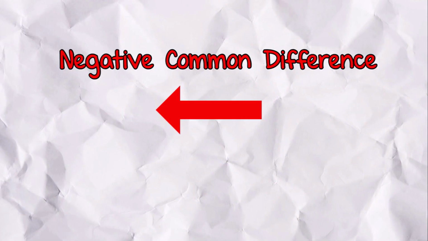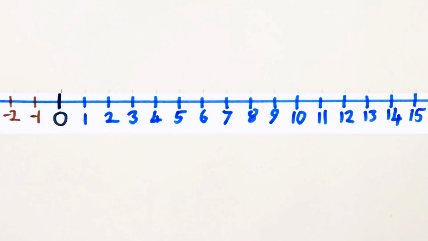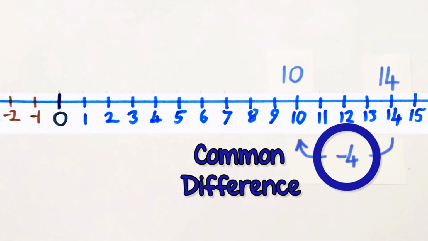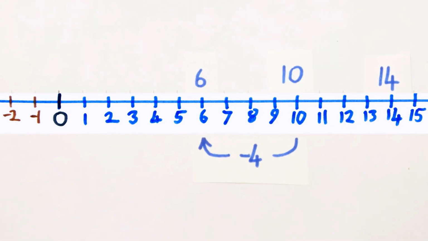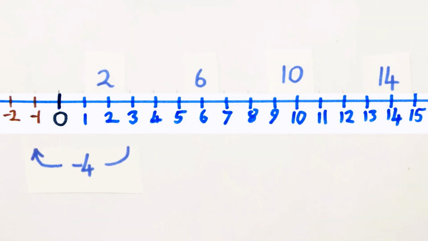The common difference can be negative. This sequence starts at 14. Minus 4 is 10. Minus 4 is 6. Minus 4 is 2. And so on.